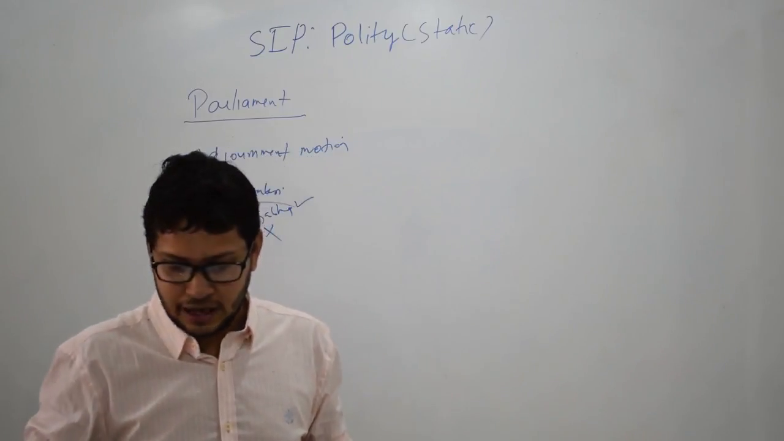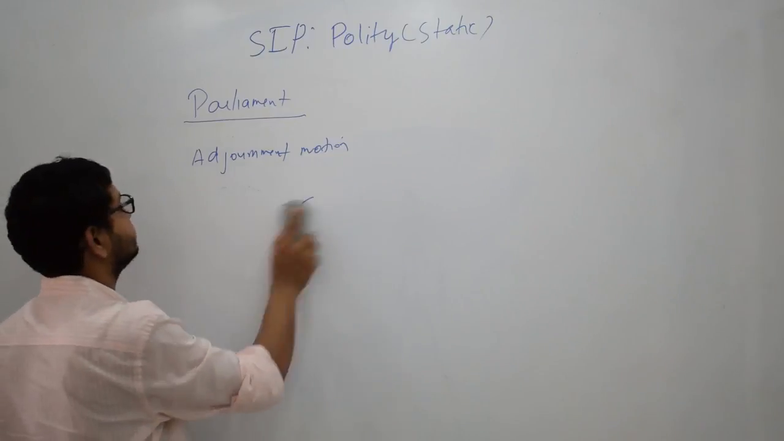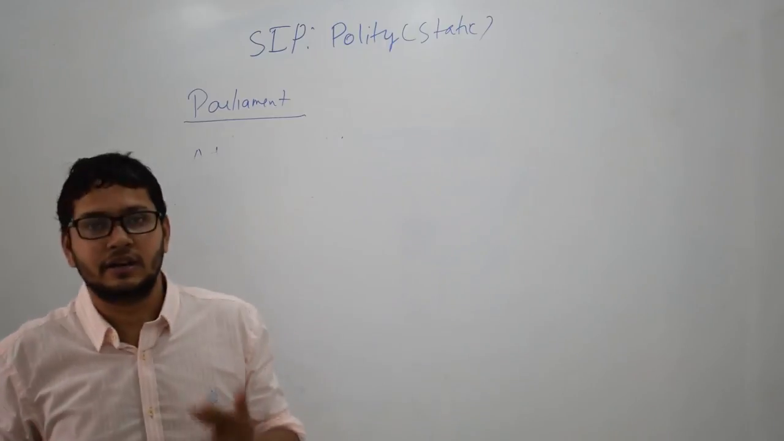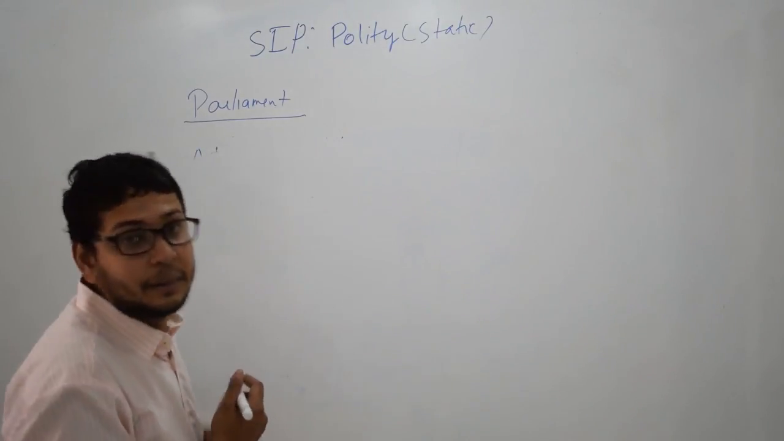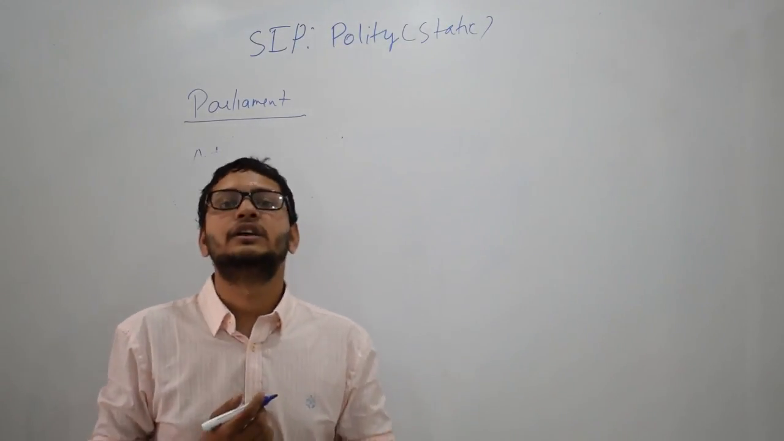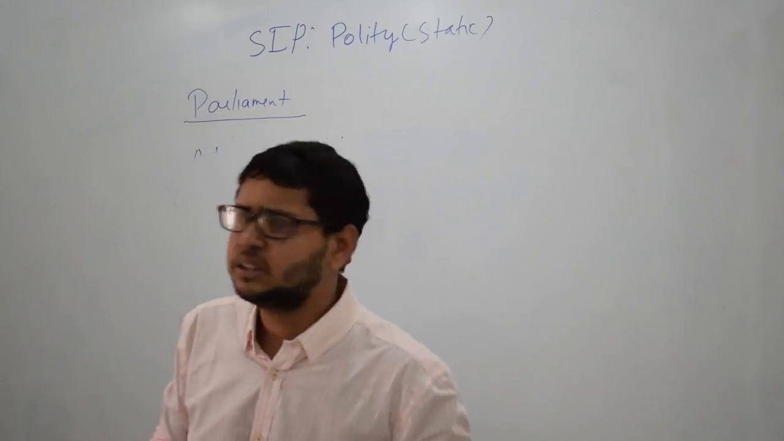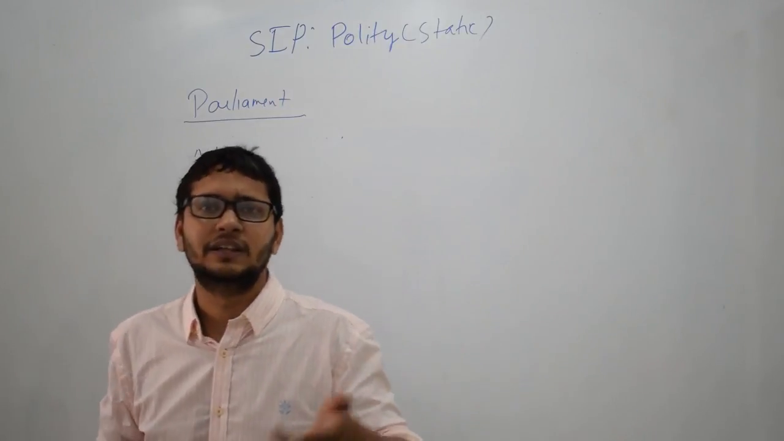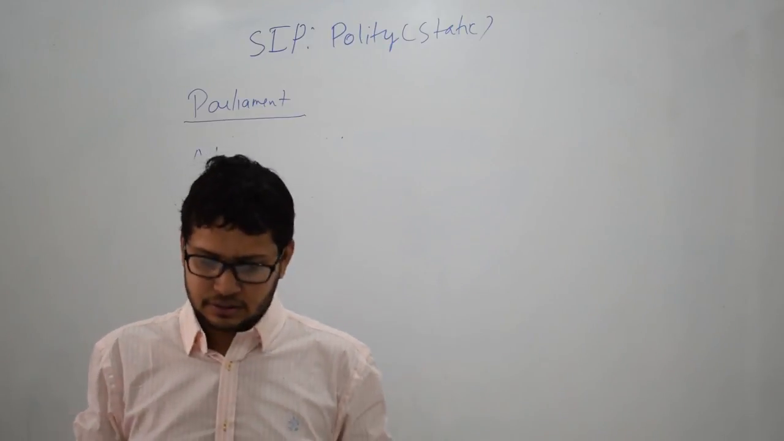Next is motion of thanks. The first session after each general election and the first session of every fiscal year is addressed by the president, and after the president addresses the House, generally the motion of thanks is passed by the government. I guess last year this motion of thanks was defeated in the Rajya Sabha because the government did not have the numbers.